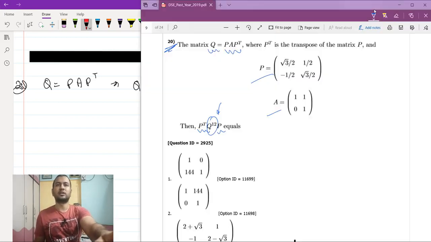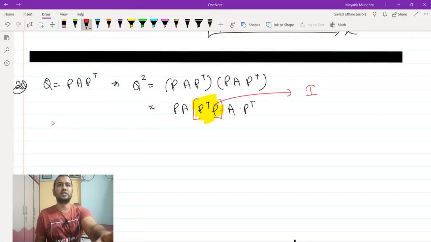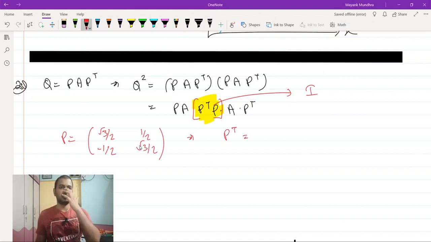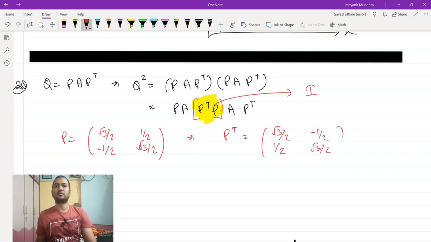So let's look at what the value of P is. The matrix P is equal to root 3 by 2, half, minus half, and root 3 by 2. So this implies that P transpose would be root 3 by 2, minus half, and root 3 by 2. The rows become columns, so that's what happens.